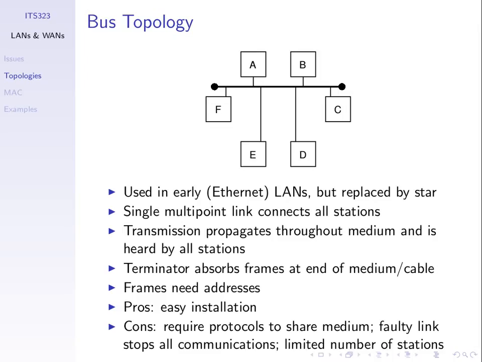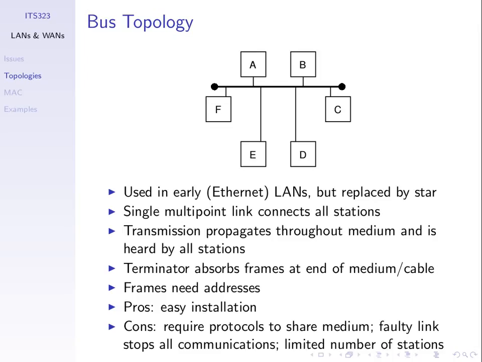What else should we say here? It's generally easy to install compared to the mesh. We just need one long cable that goes past all the stations. So if I want to connect all the PCs in the building, then we need a cable that passes all of those PCs and they essentially connect onto the bus. If we want to add a new one, we just need to make sure that the bus passes that new node.